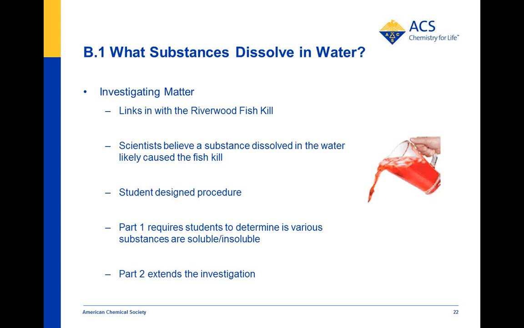There are several different possible questions, so some groups might look at the temperature impact, some look at types of ionic compounds, and for the ones that don't dissolve, they may look at other solvents. And this is a little different than the one that was in the older editions because this one really focuses on what's dissolving in water to make sure it's really linked in with the fish kill.